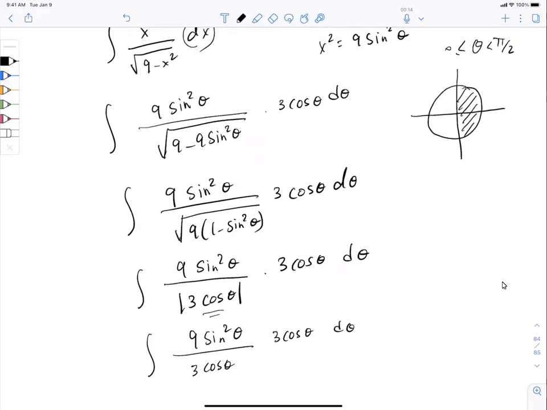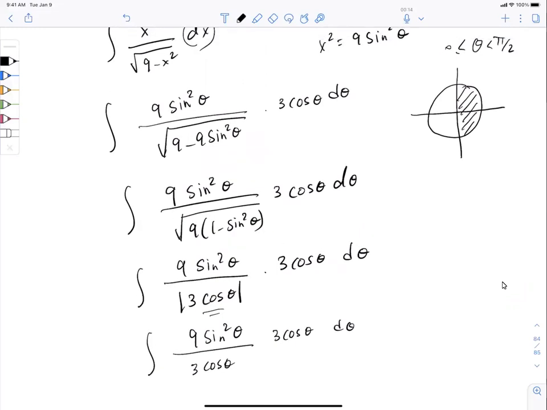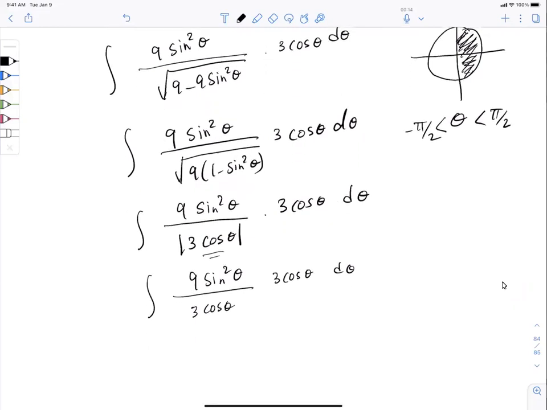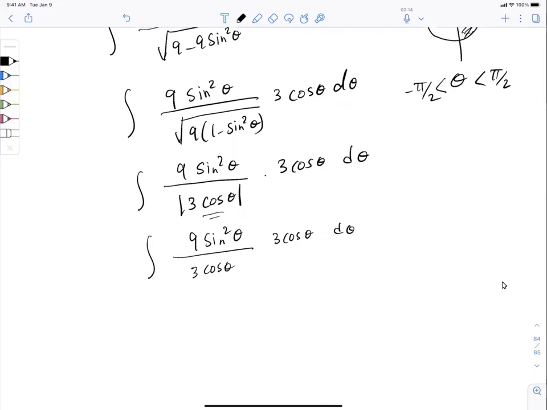Again, as long as your theta falls between either 0 and pi over 2, or negative pi over 2 and 0, so as long as your theta is between negative pi over 2 and pi over 2, you are in a good region because your cosine is going to be positive. So the absolute value of it will just come out.